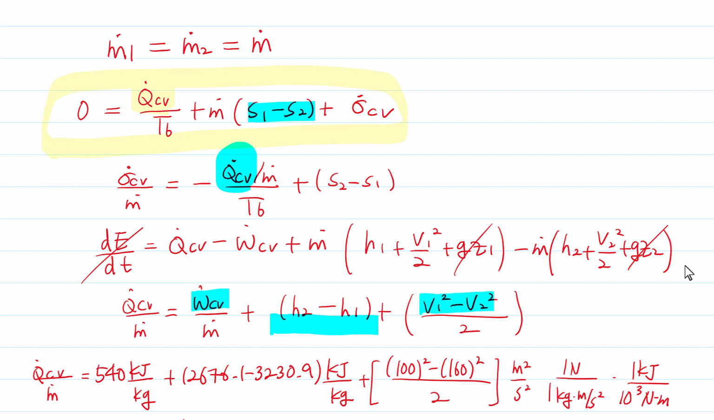Also note that T sub b is the temperature where the heat transfer occurs. It is given as 350 Kelvin. So be careful to use the correct temperature. Plug in values, and we can get the entropy production.